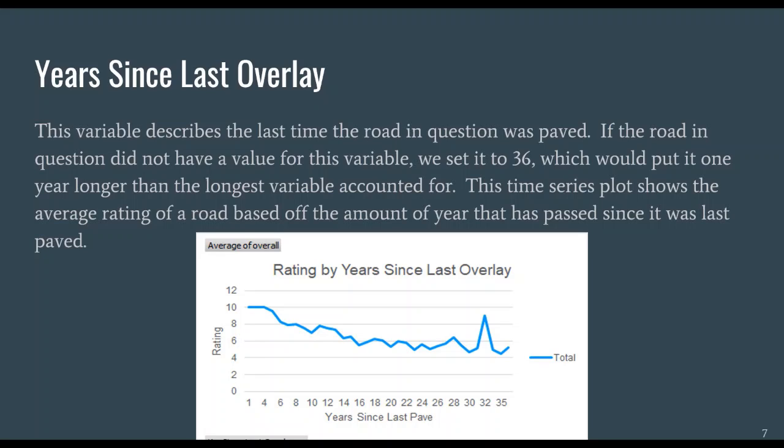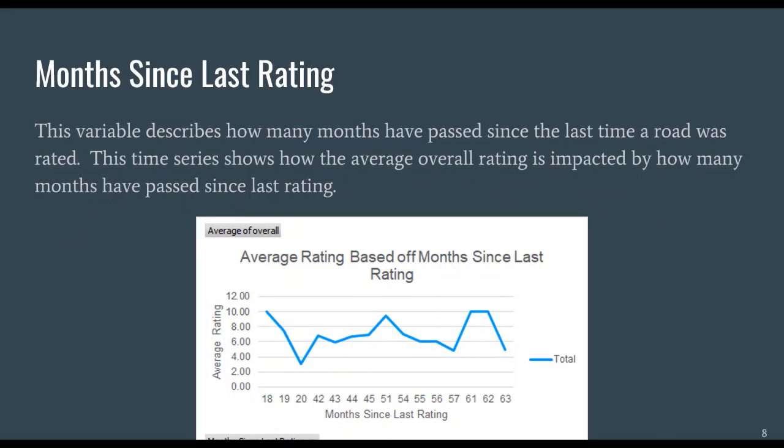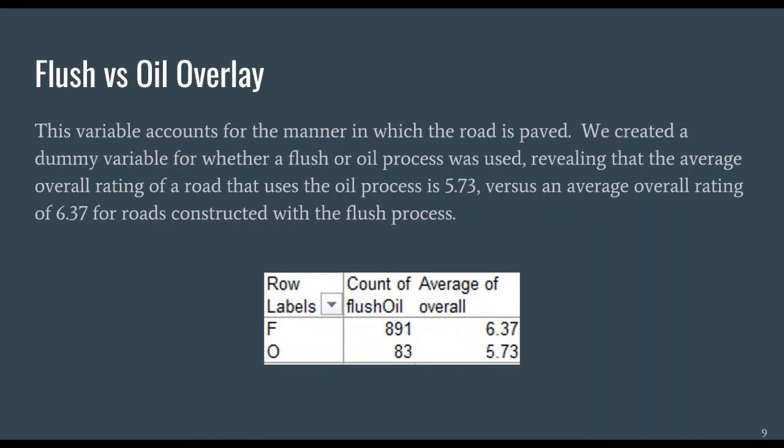And this time series shows overall rating based off of years since last overlay. We do have a strange spike around 32, which we considered an outlier, and as you can see, 36 starts to curtail up, and that we believe is due to our own changes to the data. Months since last rating, it's just a time series of months since last rating versus average rating overall. Seems rather random, doesn't seem to be much of a pattern here.